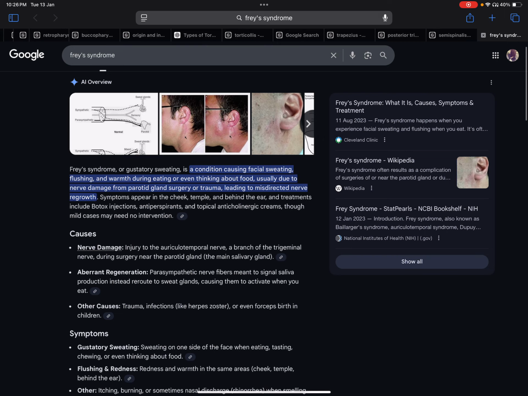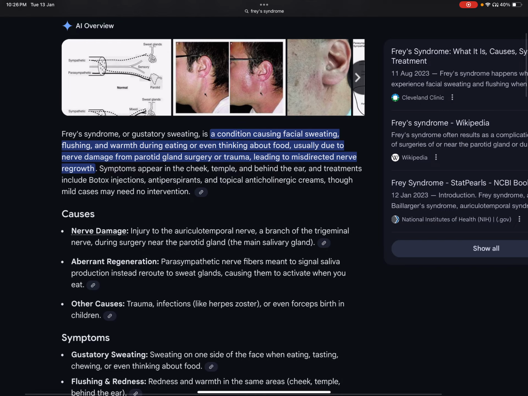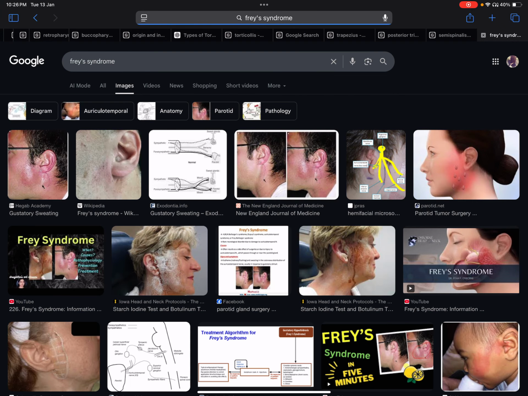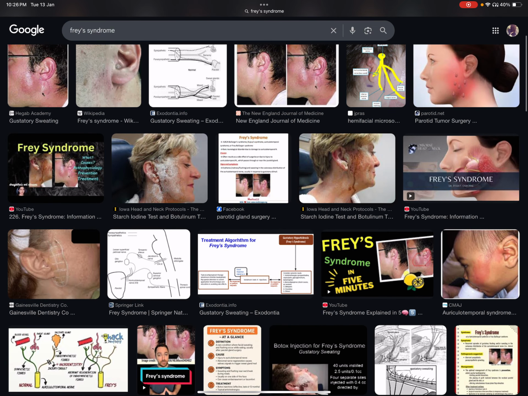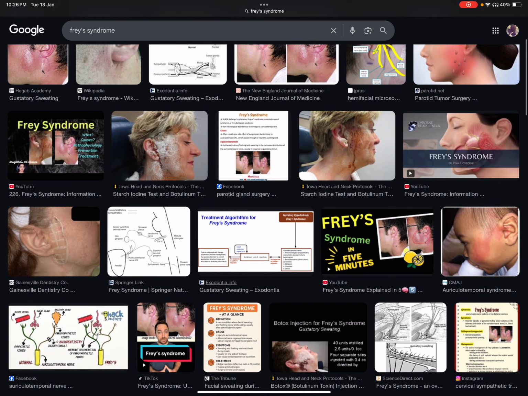Here is this image. Frey syndrome, or gustatory sweating, is a condition causing facial sweating, flushing, and warmth during eating or even thinking about food, usually due to nerve damage from parotid gland surgery or trauma leading to misdirected nerve growth. Which is the nerve that's damaged? Injury to the auriculotemporal nerve, a branch of the trigeminal nerve. During surgery of the parotid gland, this nerve can be damaged, and it can lead to excessive sweating of this area, flushing, and redness, right? So that is Frey syndrome.